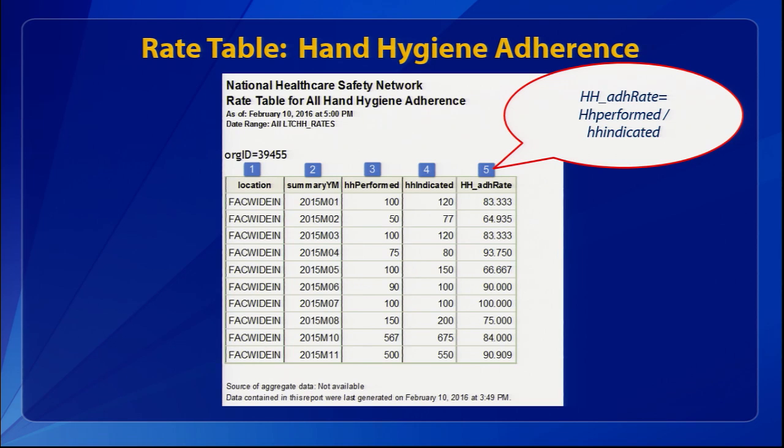Here we see it is also summarized by year and month. Column 1 shows it's also by facility-wide, is how this data is summarized. Columns 3 and 4 show the hand hygiene performed, column 4 is indicated, and column 5 is your adherence rates per month.